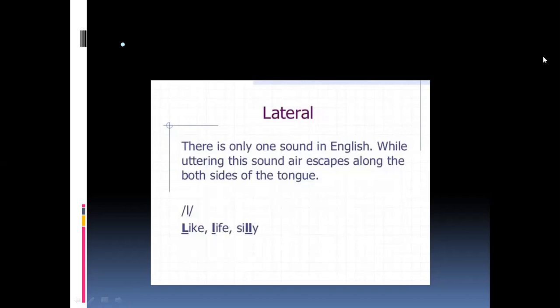Then next one is lateral. There is only one sound in lateral. While uttering this sound, air escapes along both sides of the tongue. When the air escapes along both sides of the tongue, then the lateral sound is produced. Yes, l in like, live, silly. So there is an extensive use of the tongue while producing the lateral sound.